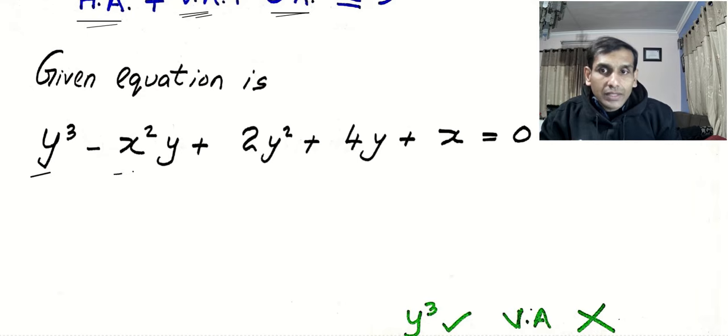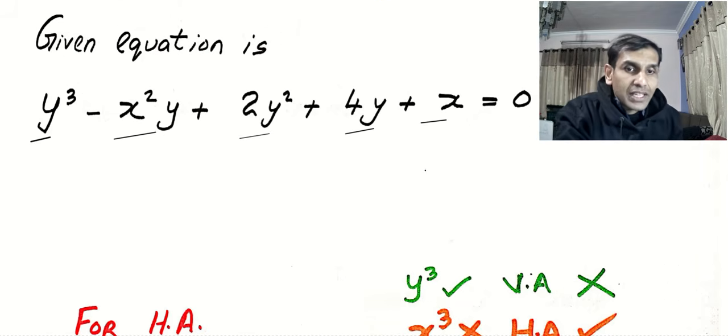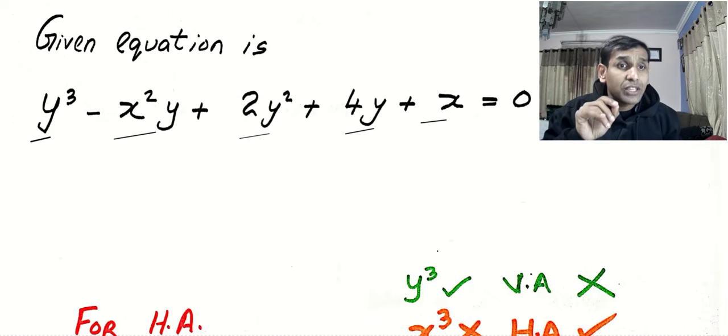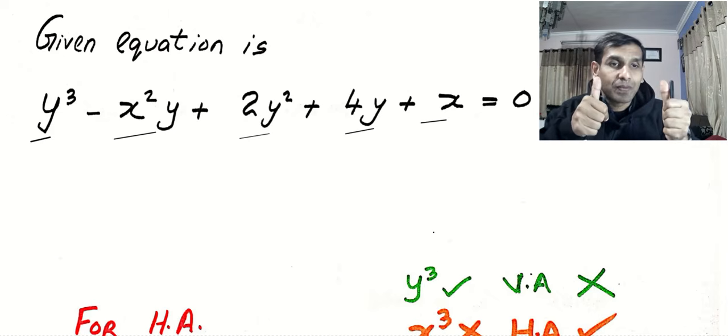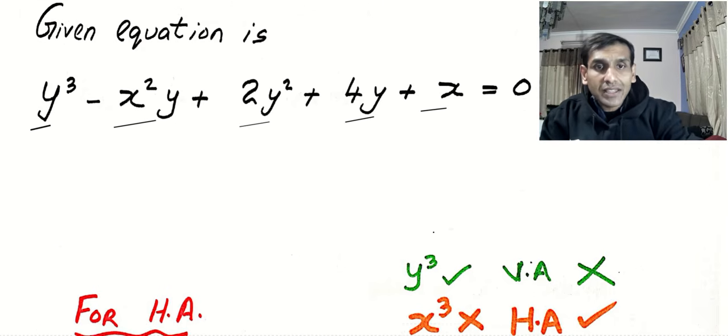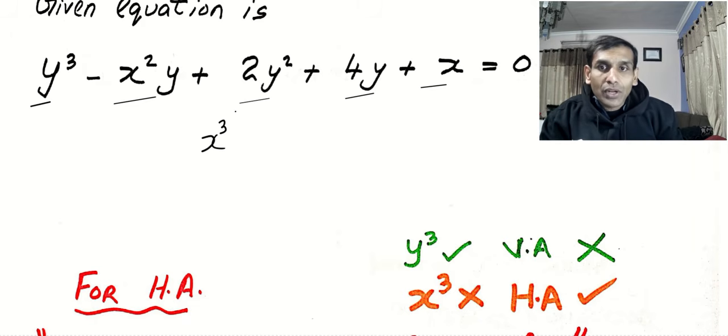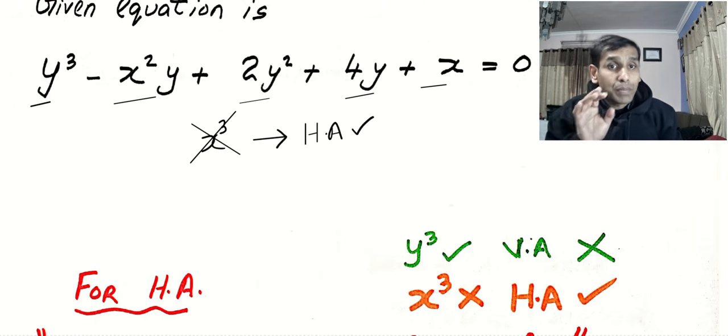You scan the equation term by term. If you see x cube and y cube, you can be very happy because you don't have to calculate vertical and horizontal asymptotes. But in this problem, don't be too happy because I am not able to see x cube. And that means the horizontal asymptote will be present.